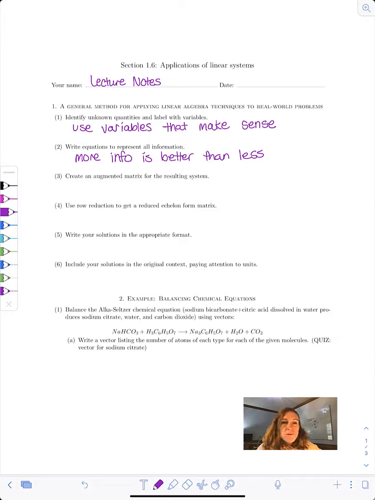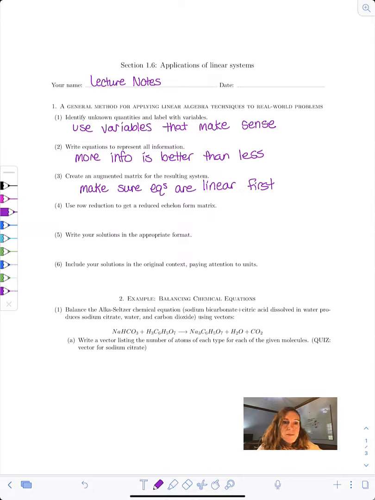Next, we want to make sure that linear algebra does apply here. So before we create an augmented matrix, make sure that your equations are linear. If you have exponents, then you know you're going to need a different method.